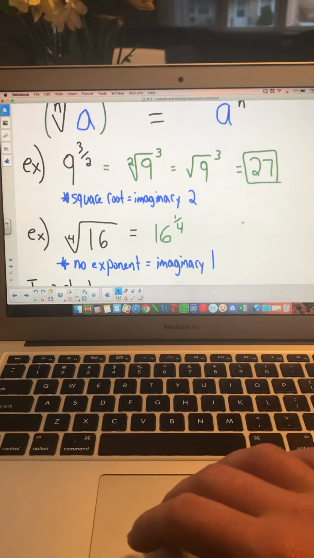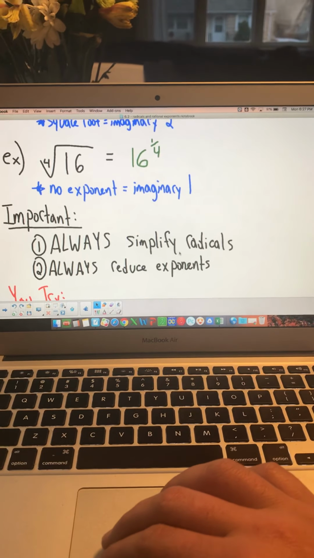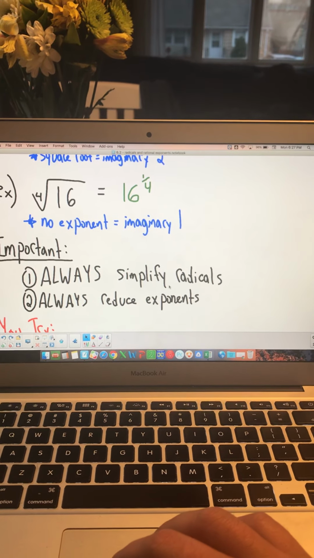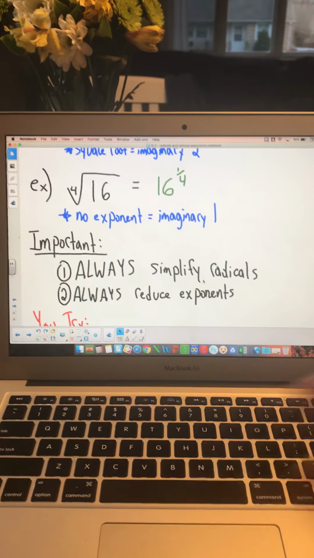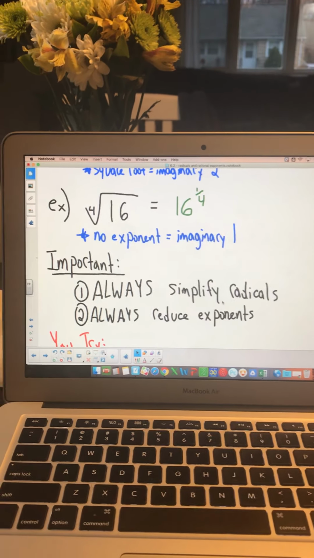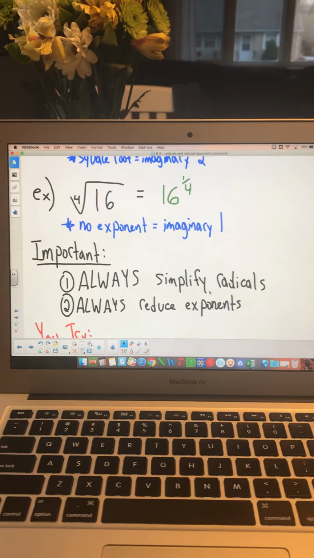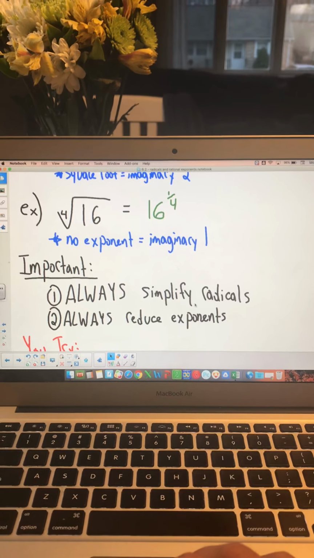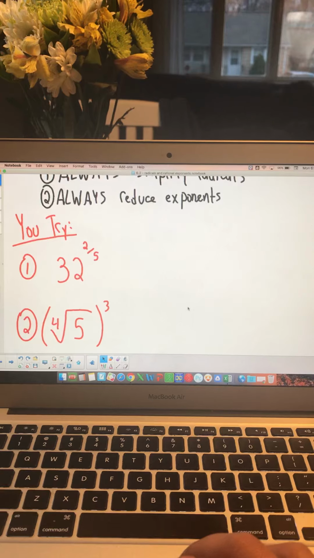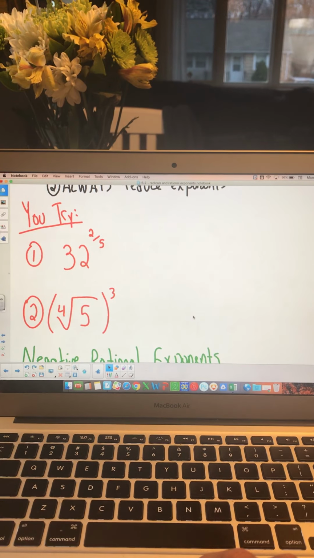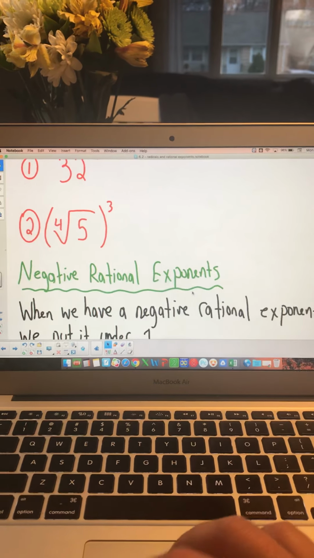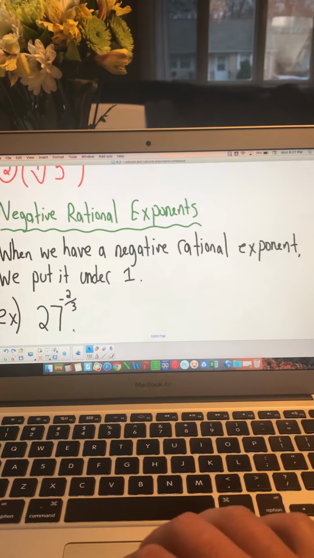All right? The most important thing is always simplify your radicals, always reduce exponents. If there's a radical that we can put in simpler form underneath, we're going to do it. If there's an exponent that we can reduce, we're going to do it. I'm going to give you a second to give those a try. All right? We're going to rock and roll down here to the bottom.